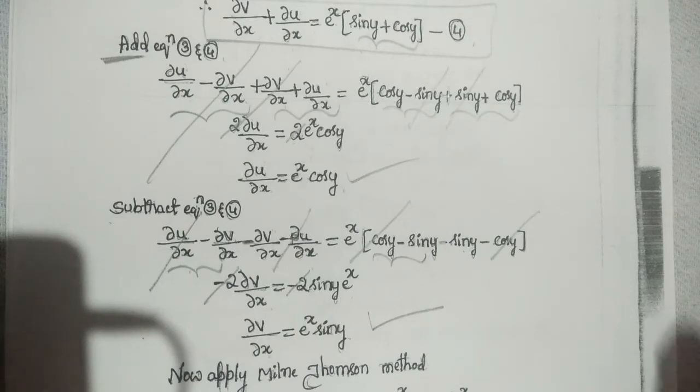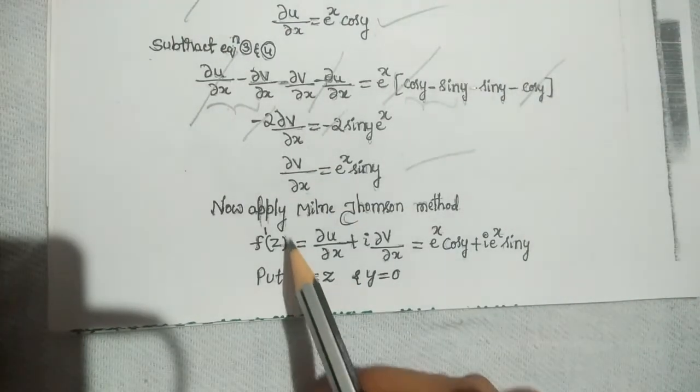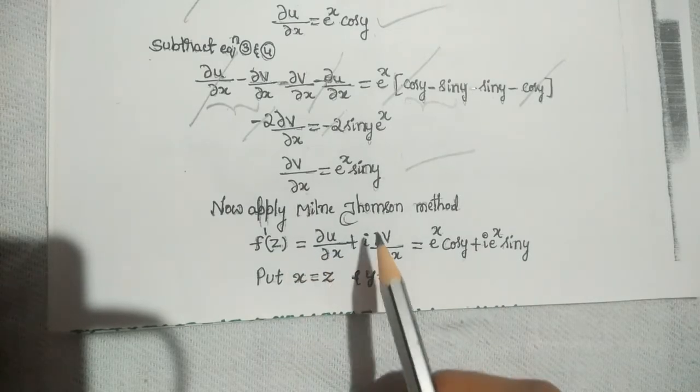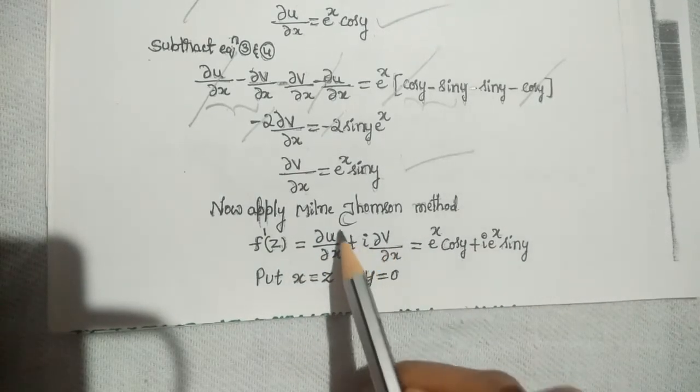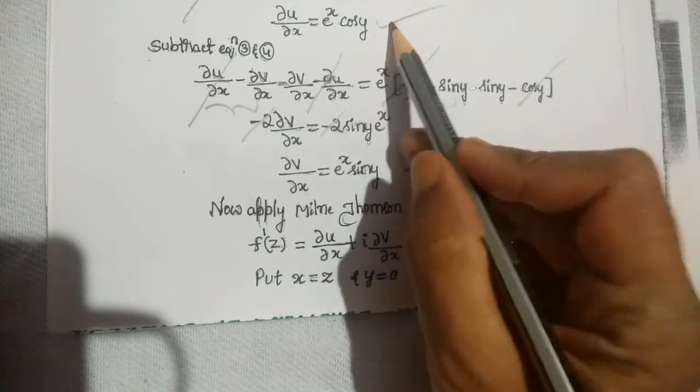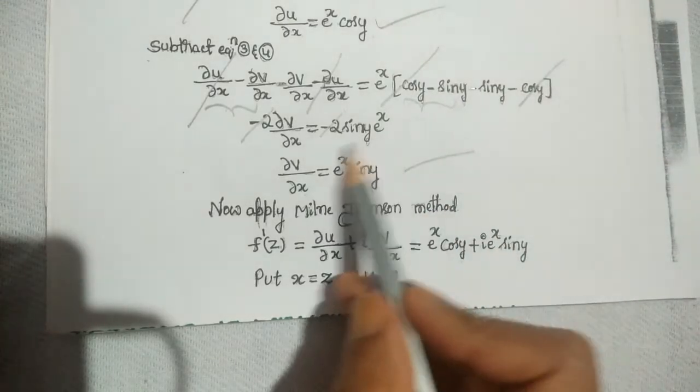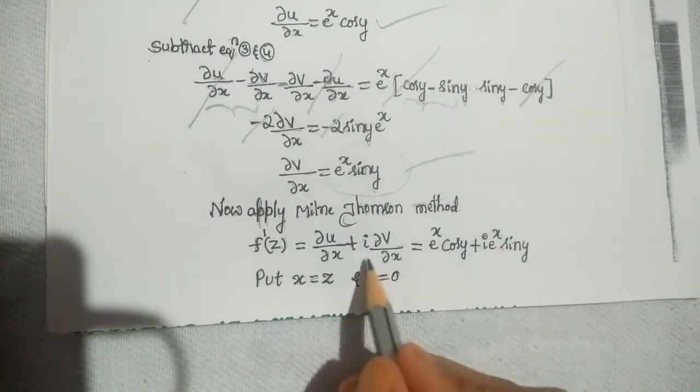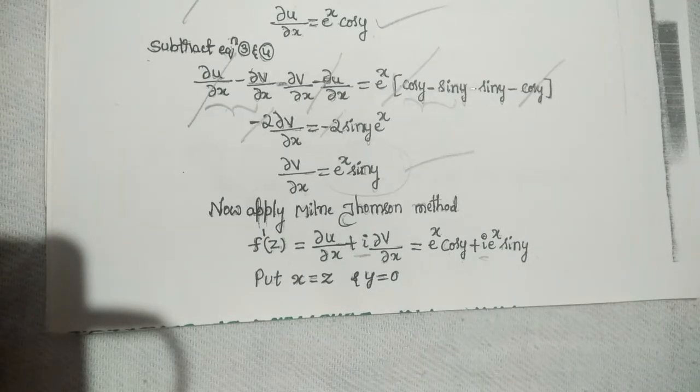Okay. Now apply the Milne-Thomson method. So consider f'(z). So what is f'(z)? ∂u/∂x + i ∂v/∂x. So what is ∂u/∂x? e^x cos y. What is ∂v/∂x? e^x sin y. So here i is there, therefore i e^x sin y.